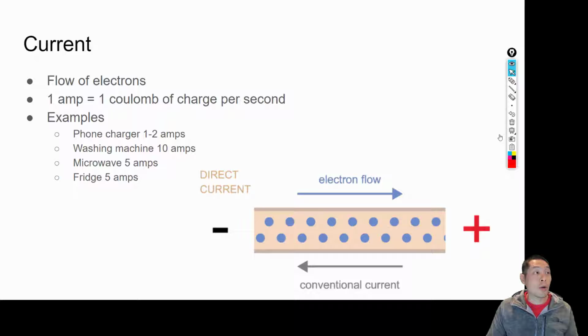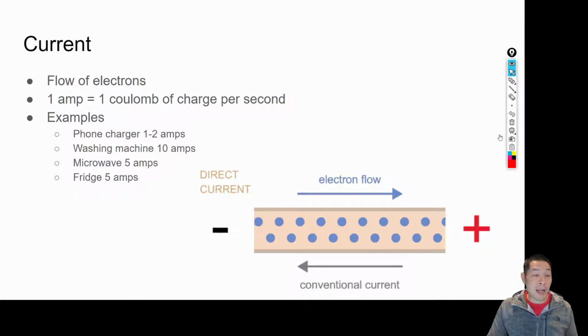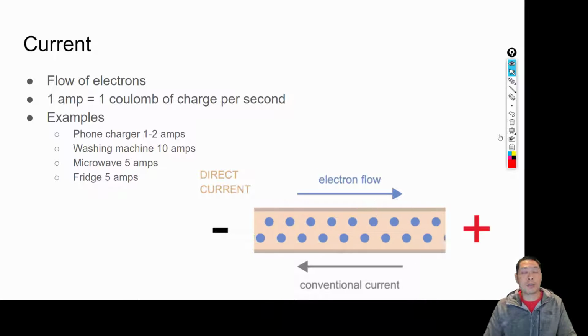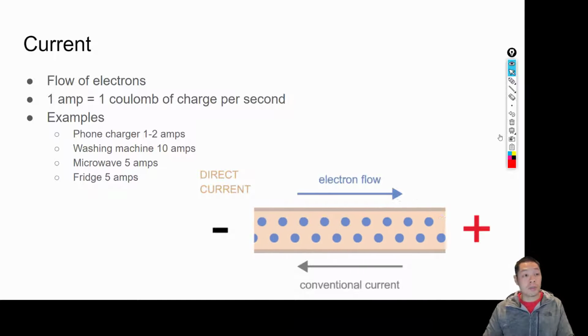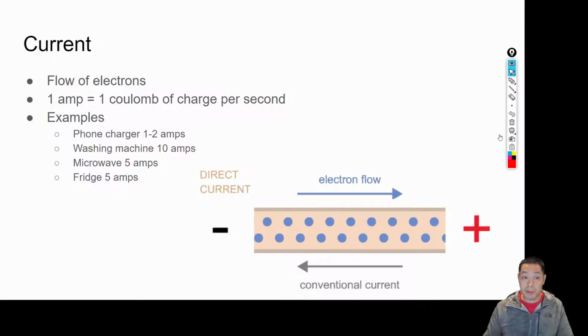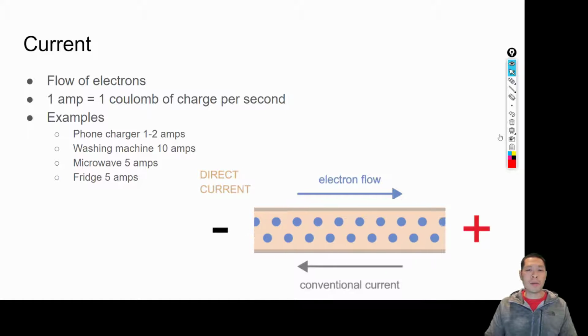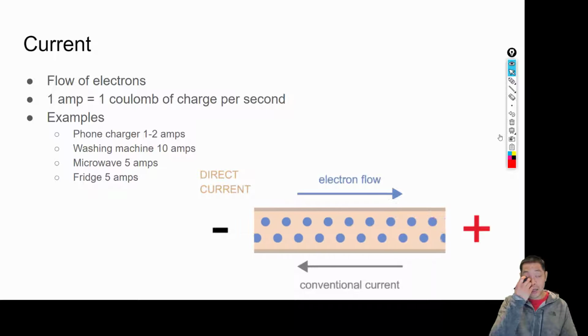Now the next one is current. Current is just coulombs per second, or a better way is just amps. You don't really need to know conceptually how many electrons are in a coulomb. It's a pretty big number. What I just want you to know is that it flows. The more amps, the more electrons are flowing. The fewer amps, the smaller amounts of electrons are flowing. So as we do more problems, you'll get a sense of what's a lot of amps and what's not a lot of amps.